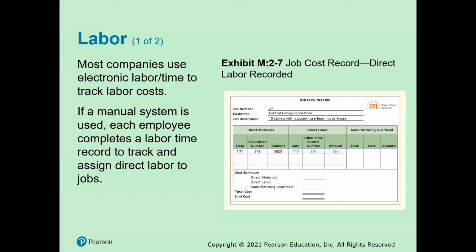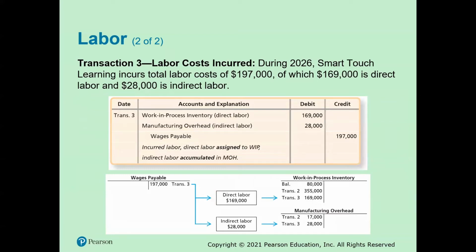Here you see for job number 27, you have time dated 1/15, labor time record number 236, and the dollar amount is $90. During 2026, Smart Touch Learning incurs total labor costs of $197,000, of which $169,000 is direct labor and $28,000 is indirect labor.